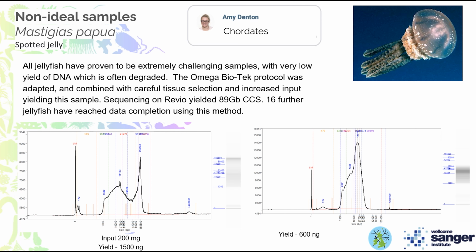However, sequencing on the Revio, we yielded 89 gig of CCS, and again, completed the genome. So I think it's been very important for us to push those boundaries, because samples that seemed impossible are actually possible.